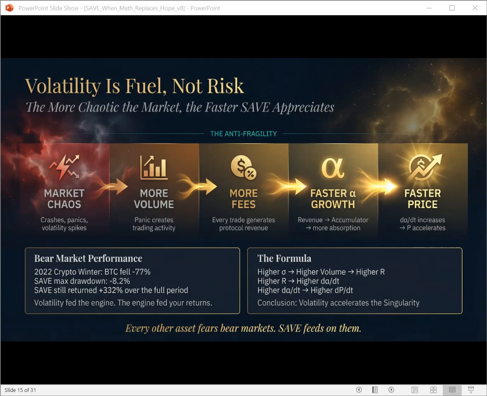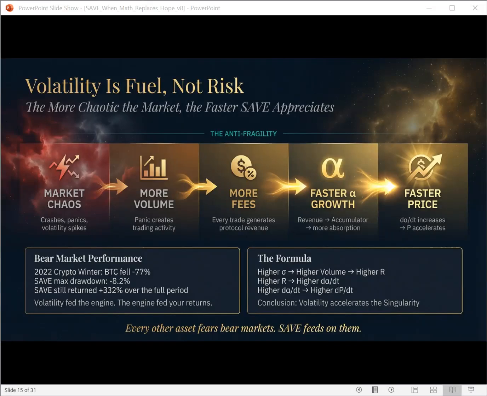More revenue means the accumulator buys more RISE. More RISE locked means alpha increases faster. Faster alpha means faster price appreciation. So the market chaos is not a threat to SAVE. It is the fuel that accelerates it.